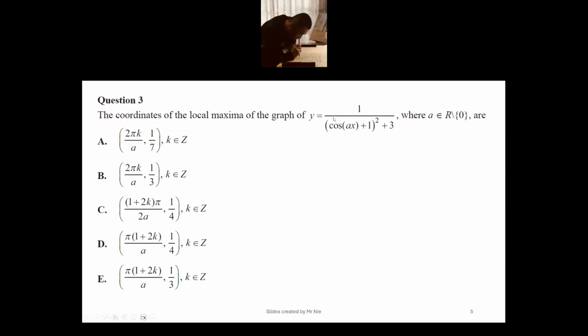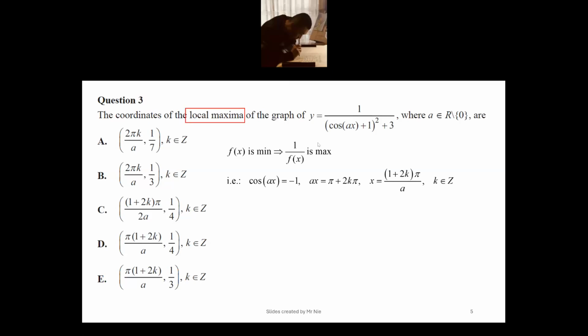Question 3 is another reciprocal function question. We are looking at y equals 1 over cosine(ax) plus 1, squared, plus 3. I would like the local maxima. By the way, grammatically, this is the plural of maximum. So we have many local maximum turning points.